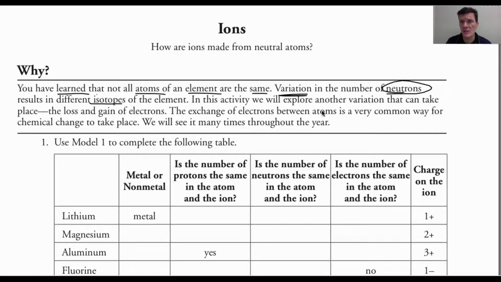Now, in this activity, we're going to look at, as I just mentioned, another variation, and that is the number of electrons. So an atom can gain or lose electrons, and when it does so, it's going to create a charged particle, and those charged particles are called ions. So this exchange, it's very common. In fact, it is so common that is how we get bonds, a certain type of bond that is created, and it is a common way for a chemical change to create new bonds. Old bonds are broken apart and new bonds are made. And in that process, we have a chemical change, a chemical reaction.